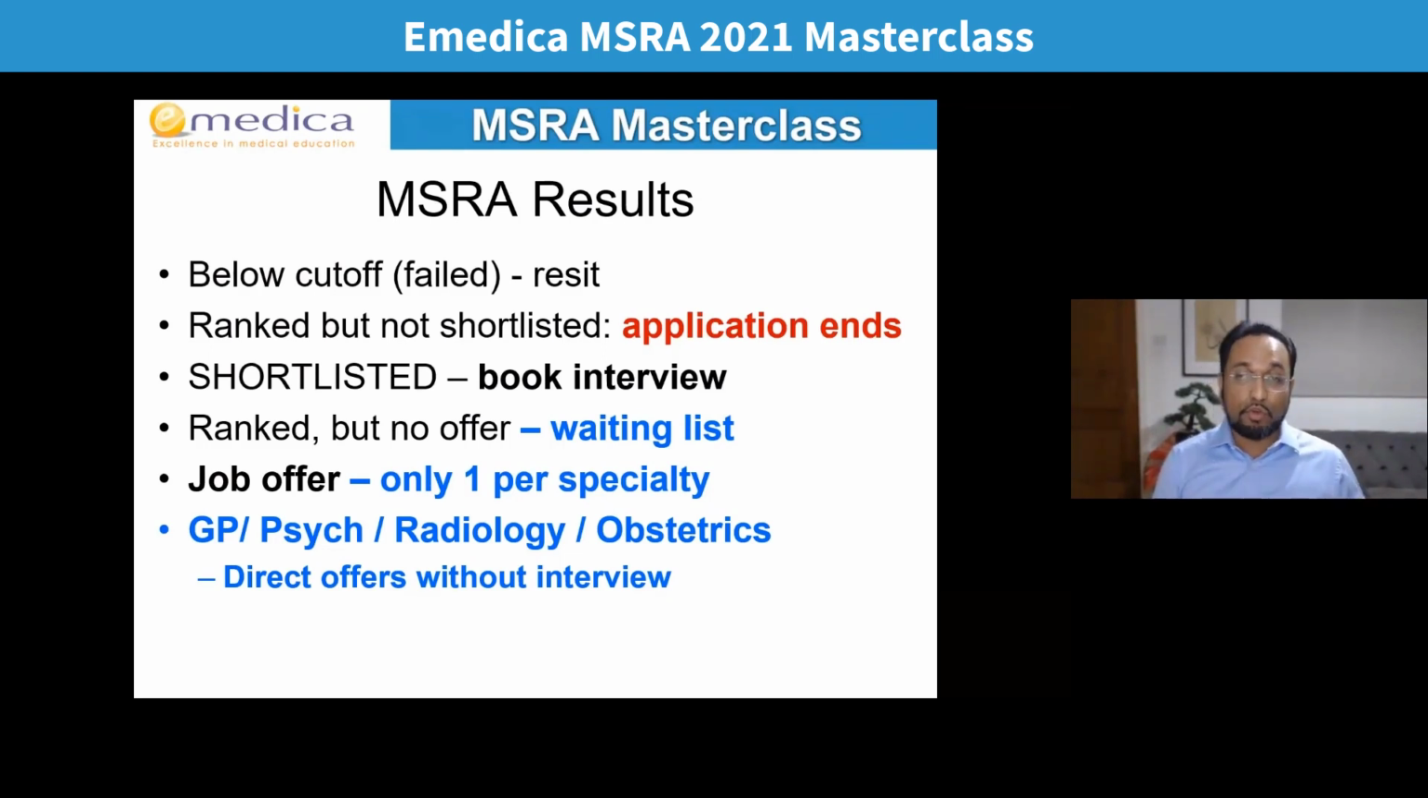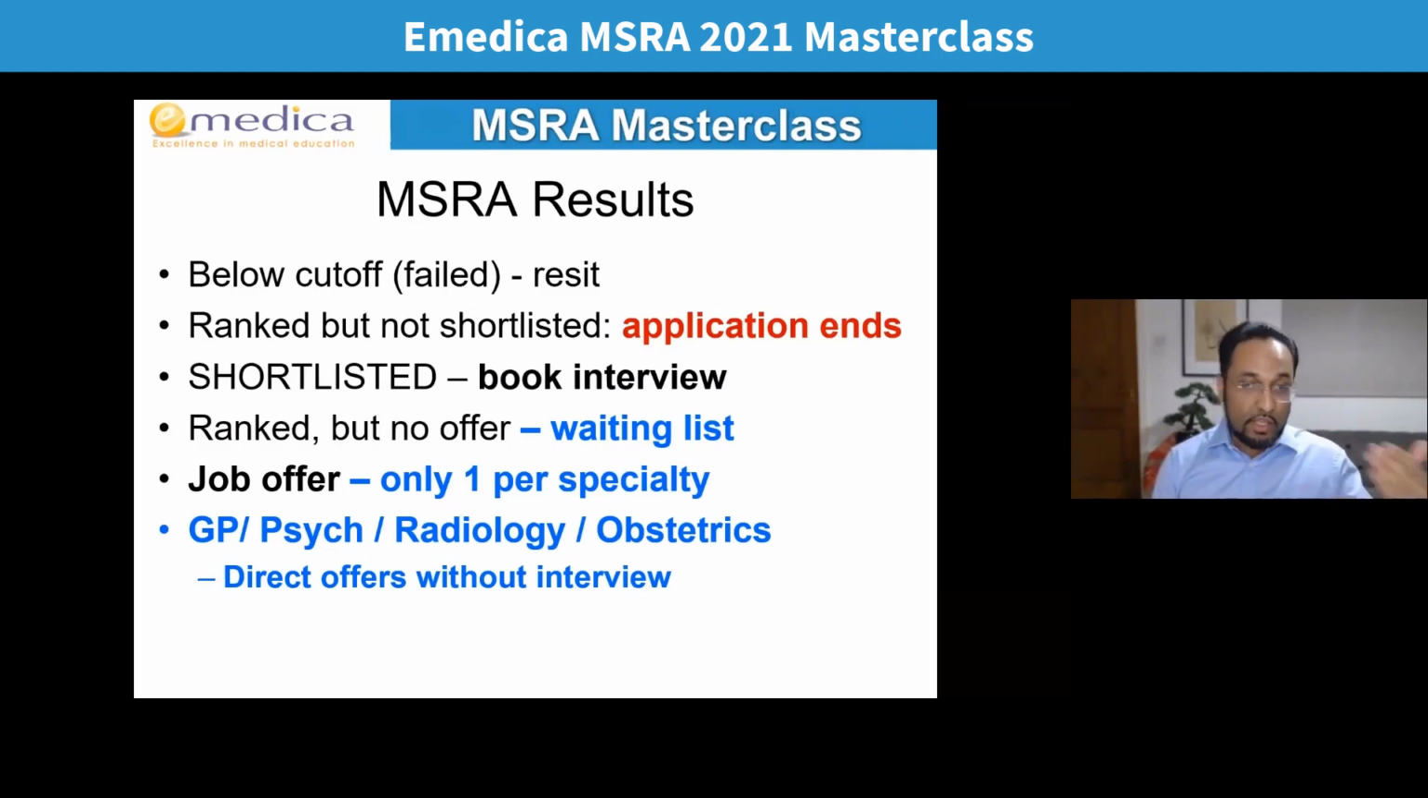The exams for round 2 are in September 2021. That's for jobs to start in February 2022. So you could resit if you failed. You could get an email to say you were ranked, but for those specialties where there is an interview that you weren't shortlisted for, like radiology, let's say you rank 650th, and they're only interviewing the top 600.